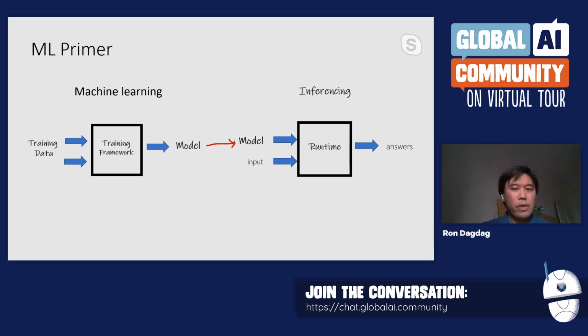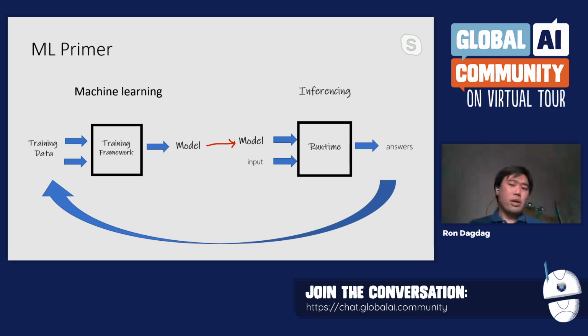In your program, what you would use to incorporate that model is the machine learning runtime. And then, of course, as you improve your process, you would collect more data, collect more answers, and that would turn into feedback, improving your training data and improving your model after that.